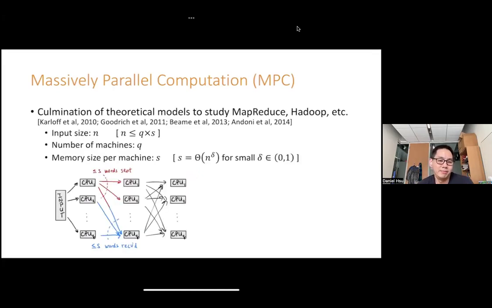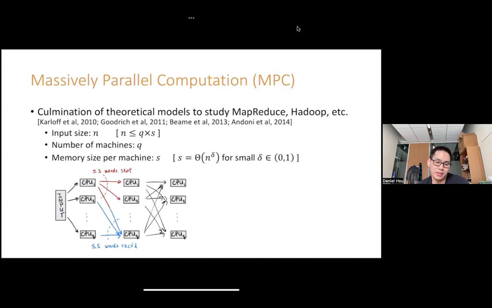So here's kind of the basic way to think about the model. It's going to be a model for processing inputs of size n, and what MapReduce, Hadoop, and all these systems were designed to do was to process extremely large input, extremely large objects, so large that they can't even fit on a single machine.